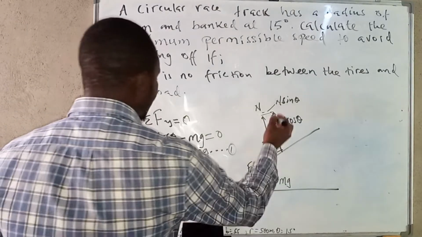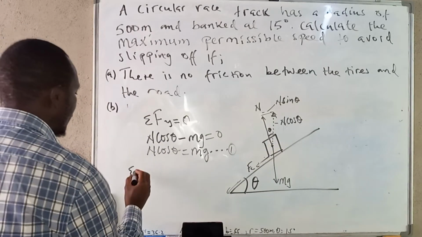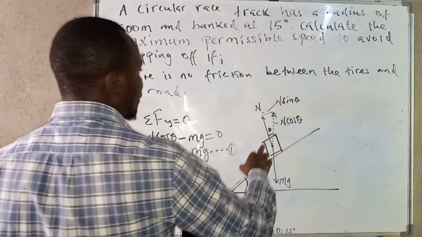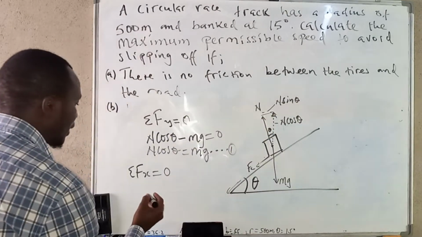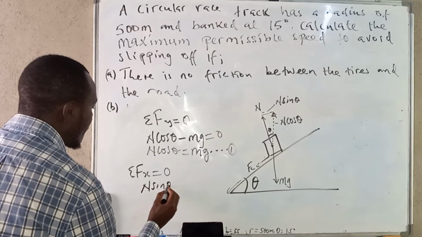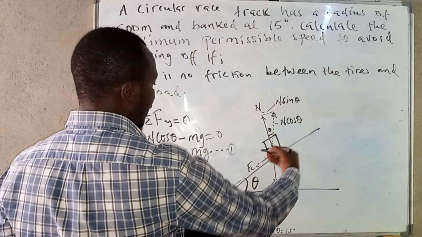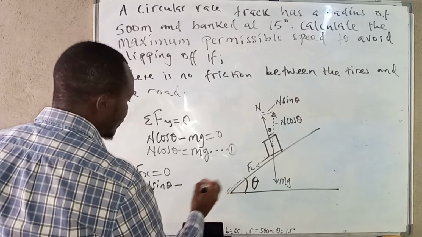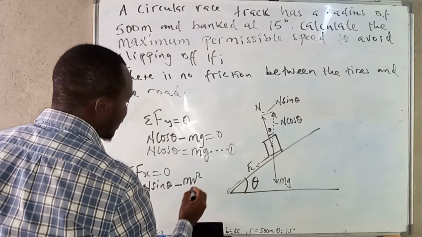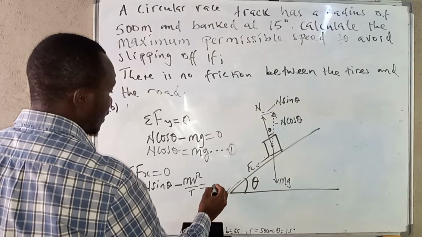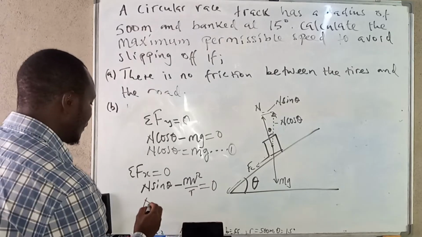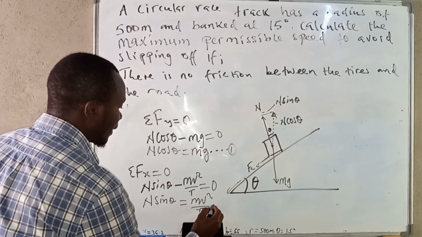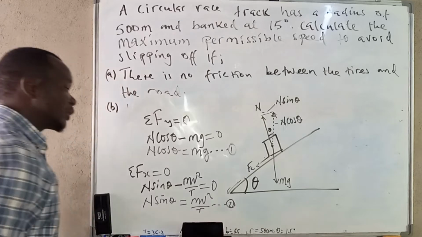Then the summation of forces in x must also be equal to 0. In x, in this direction, we have N sine theta. Then we have the centripetal force, the force towards the center, and the formula for Fc is mv squared over r. So we have N sine theta is equal to mv squared over r. Let's call this equation 2.